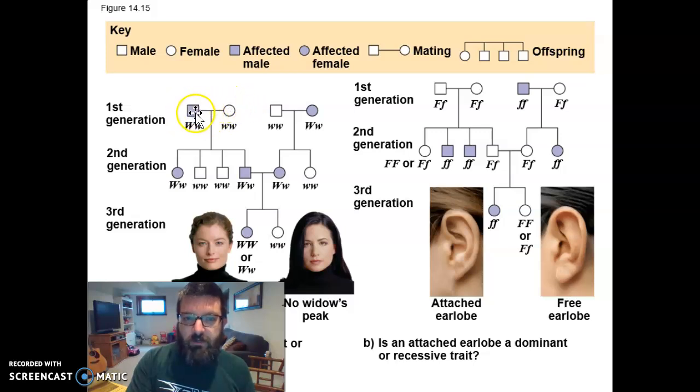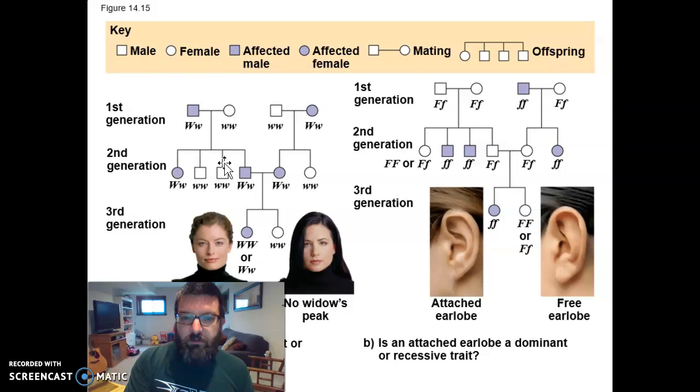The square, the box, is going to be a male, the circle is going to be a female, and if it's shaded in, that means they are affected. Right? So this is two different couples in a first generation. Let's look at this couple here. You can see their genotypes, right, along with their phenotype, affected or unaffected, based on shaded or no.